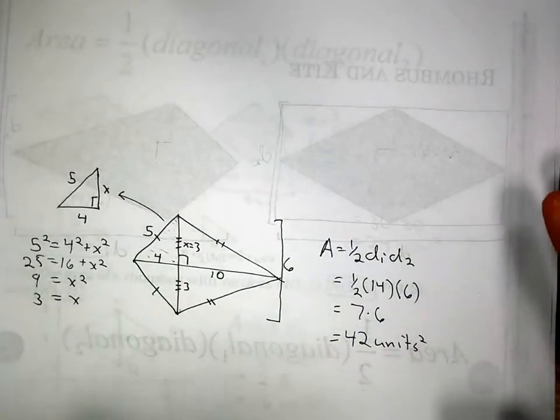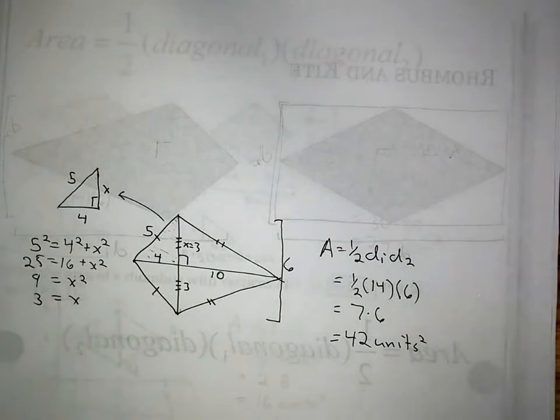So be on the lookout. If they give you a side, ask yourself, am I going to need that to find the diagonal? Because typically for the area formula, we will not need that for a rhombus and a kite.